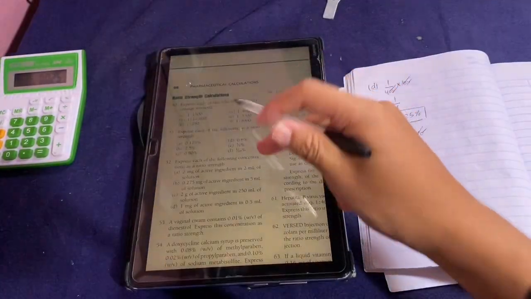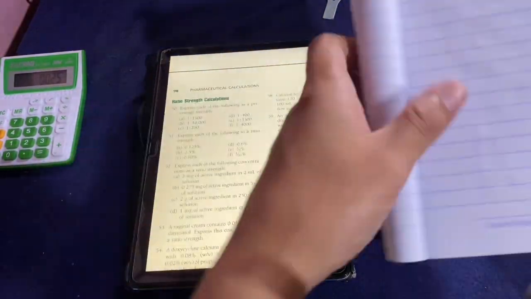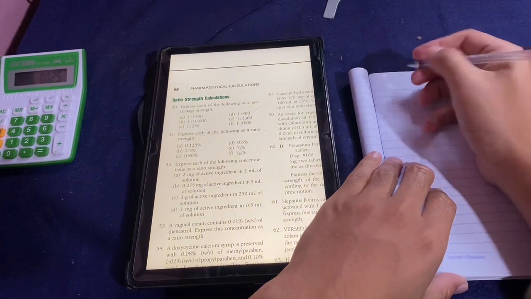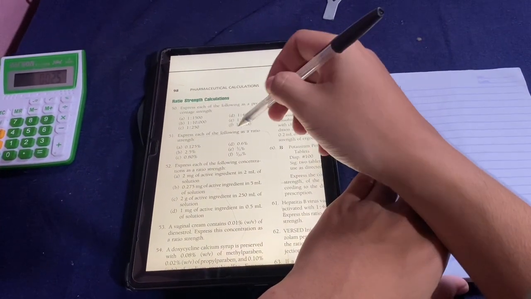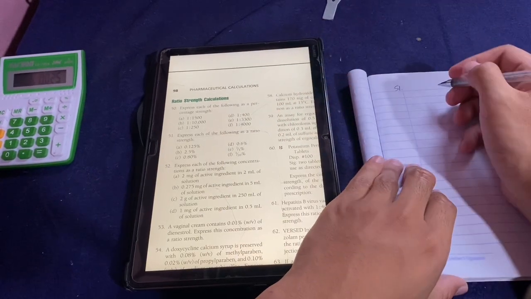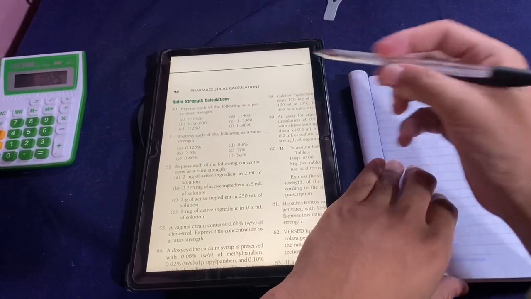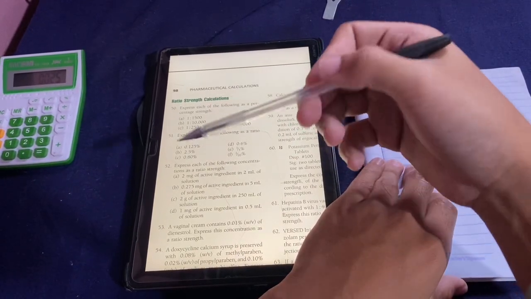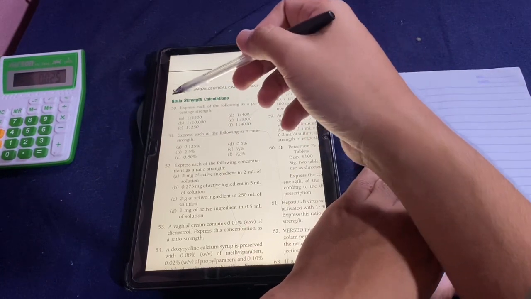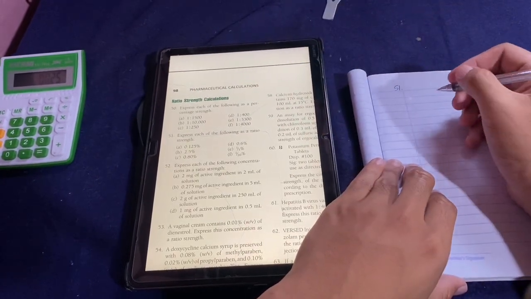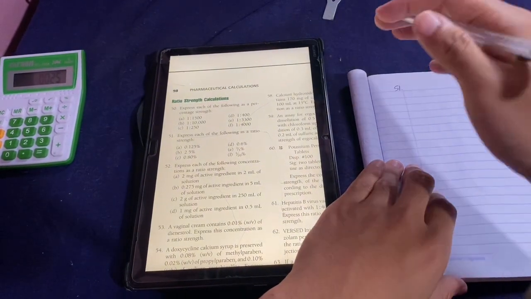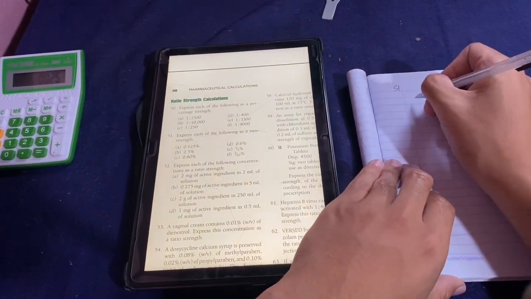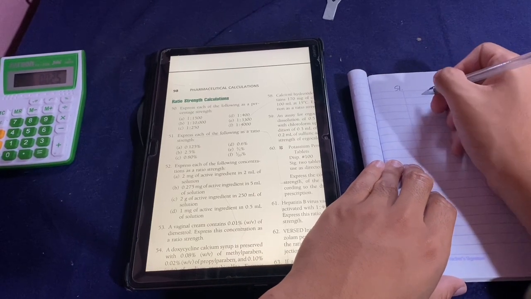Let's proceed with number 51. So sa 51 naman, it's very easy guys. 51, sabi nga, express each of the following as a ratio strength. So as what you've seen in 50, this will be the opposite. Nag-multiply tayo by 100 dito, i-divide natin ang 100.